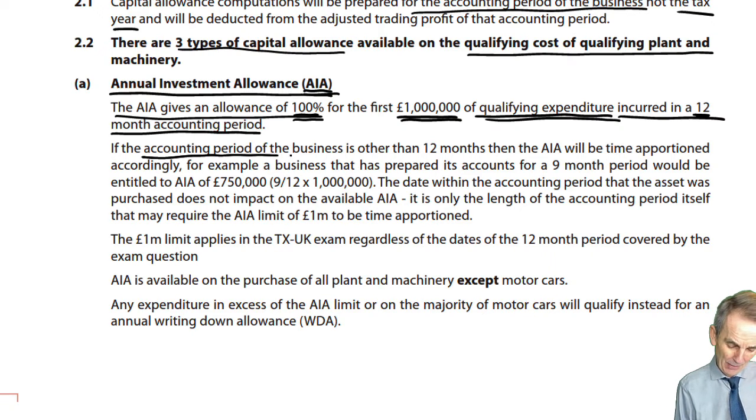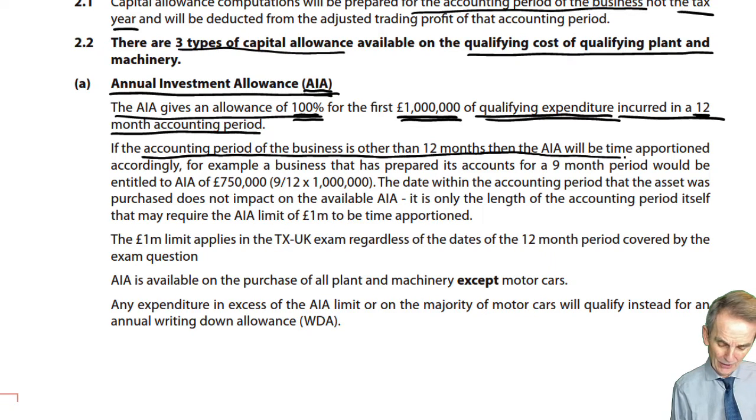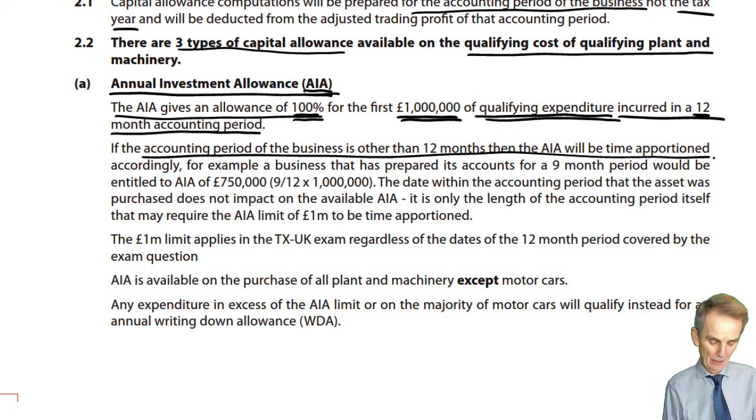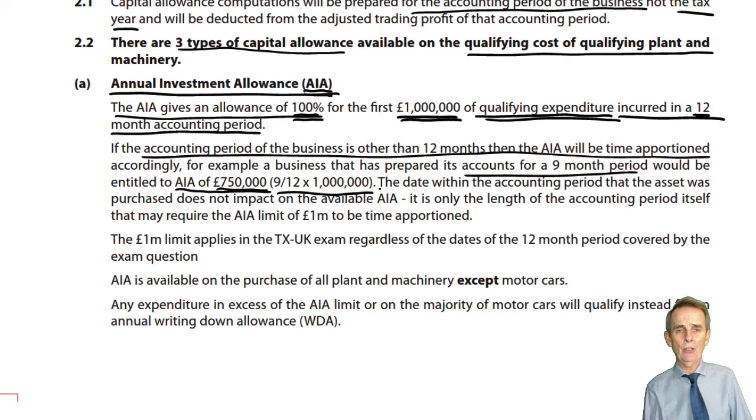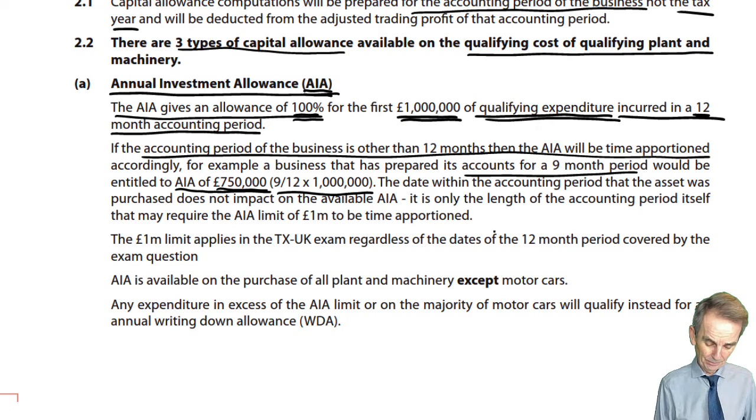So if the accounting period of the business is other than 12 months, the AIA, as we said, will be time apportioned. For example, if we prepared our accounts for, say, a 9-month period, then we'd be entitled to AIA of £750,000, i.e. 9/12 of the annual limit of 1 million. If it were an 18-month period, you'd be entitled to 18/12 of 1 million, i.e. 1.5 million.